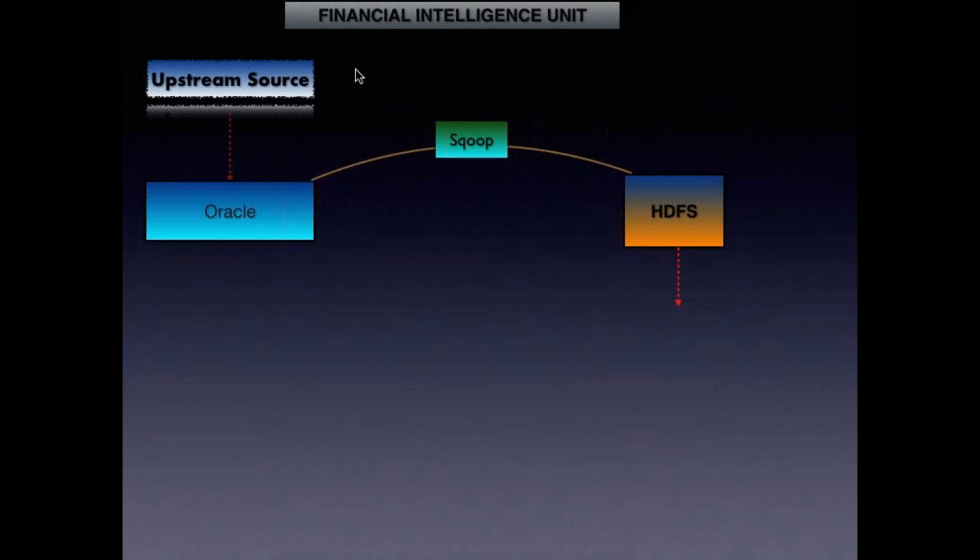Right. This is your objective: taking data from some source. Data is coming from upstream, putting onto Oracle, then moving to HDFS. Okay, this is how the data validation works. Just now we talked about the circuit key.